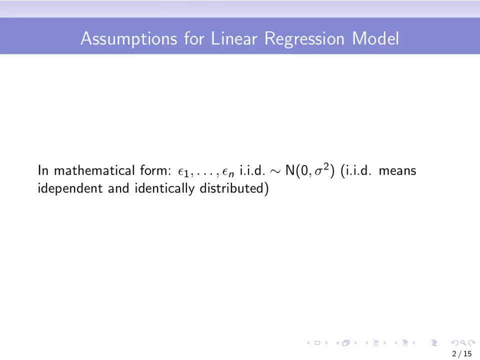So what are the assumptions for a linear regression model? In mathematical form, it's saying that your errors are IID, which means independent and identically distributed. So these error terms are all independent and they all follow a normal distribution with mean 0 and variance given by sigma squared. This is the mathematical form of the assumptions.